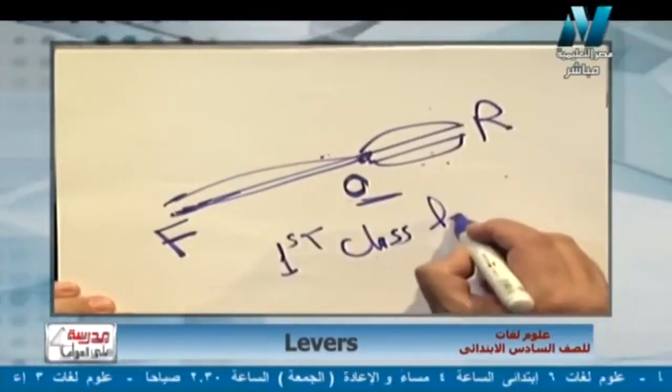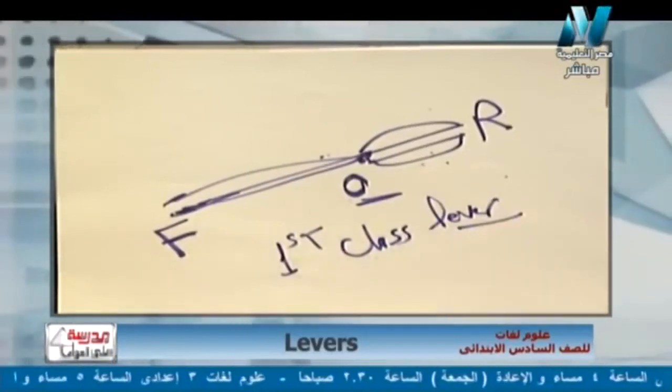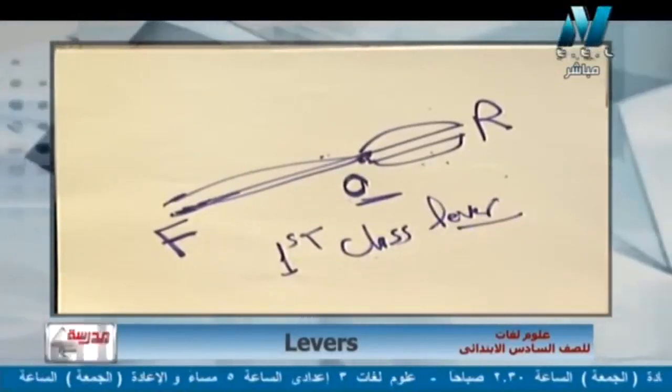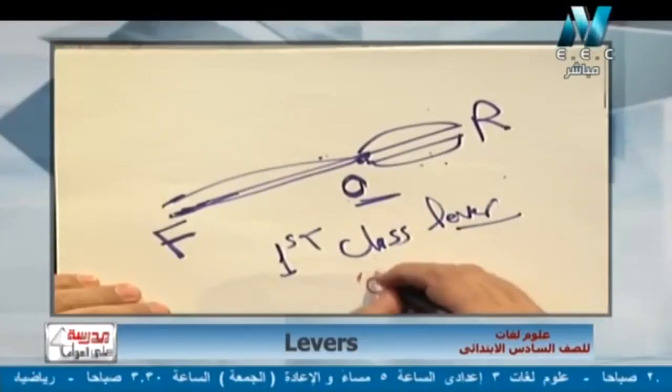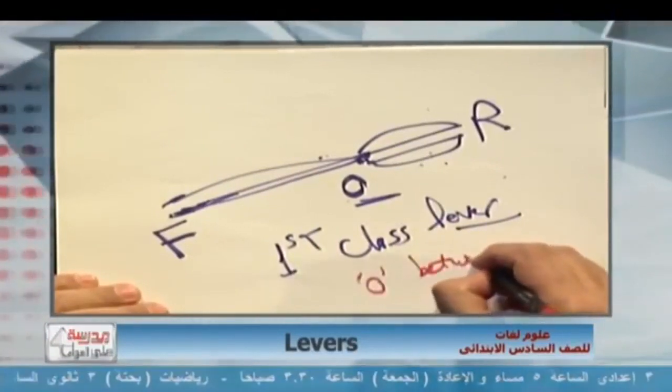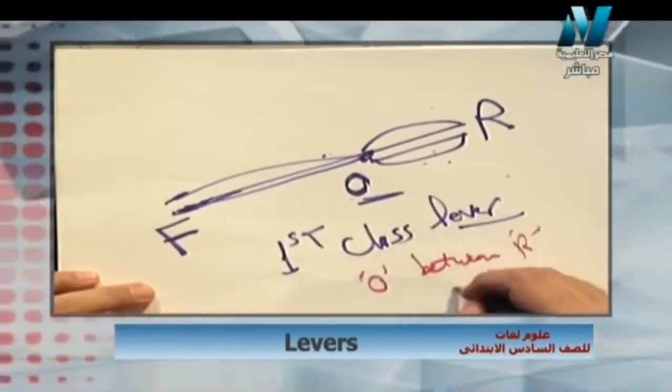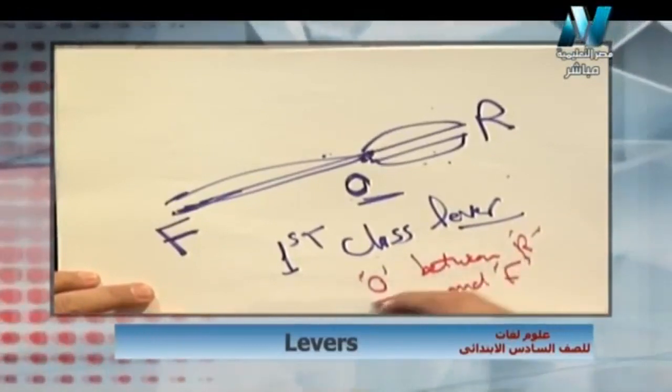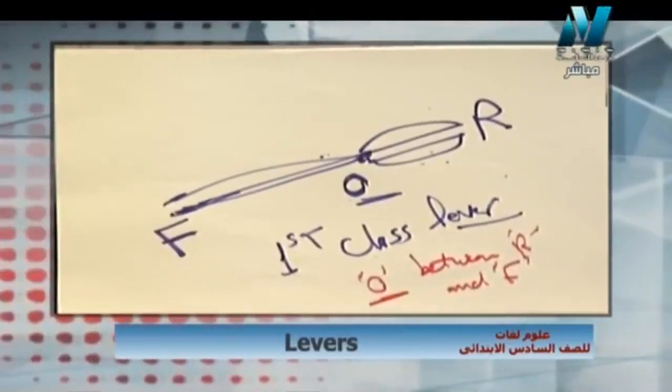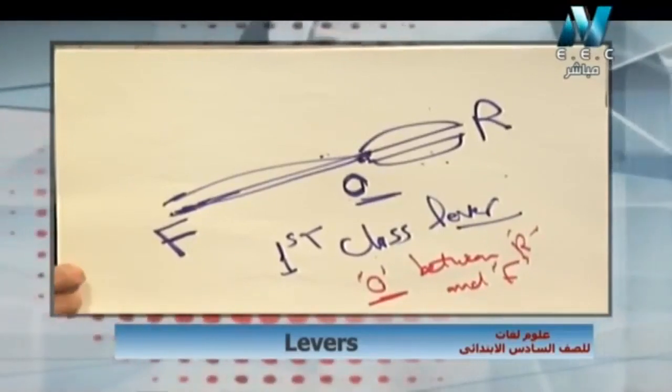First class lever. Why? Or give reason. Because the plier has what? Because it has O between R and F. Because it has O, the fulcrum, between the R and the F, we consider the plier a first class lever. So now again the plier, let's see the picture together. The plier is a first class lever. Why? Because it contains O, the fulcrum, between effort force and resistance force.